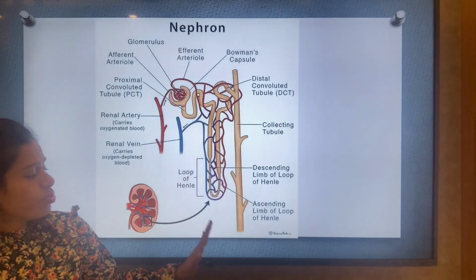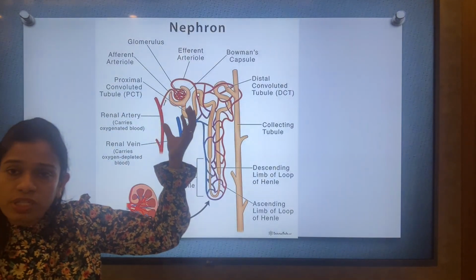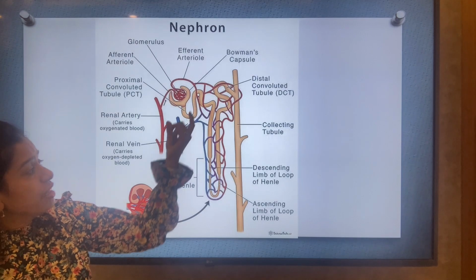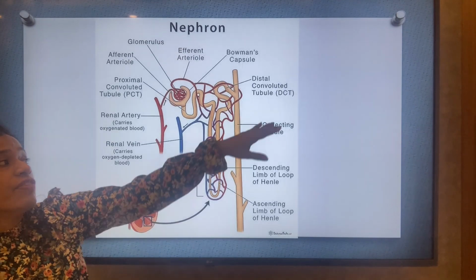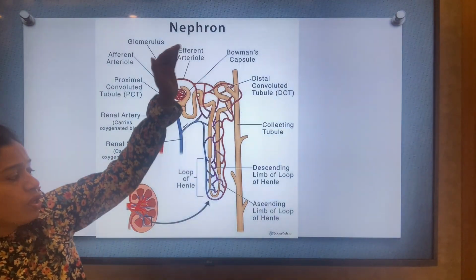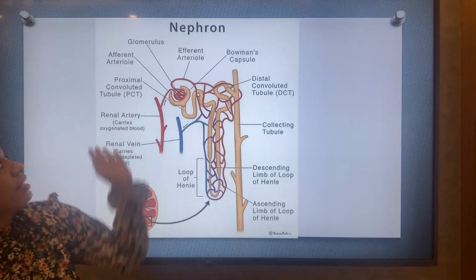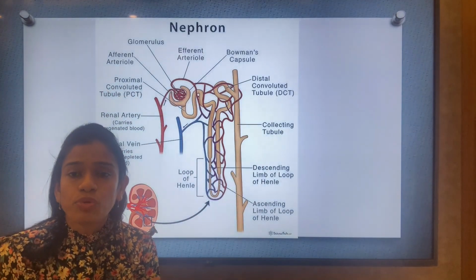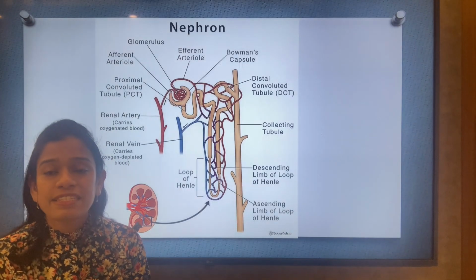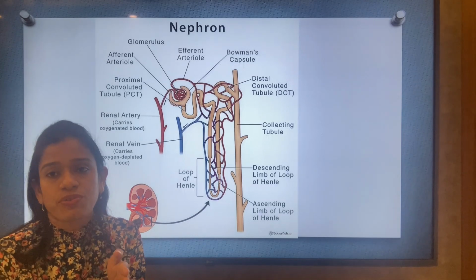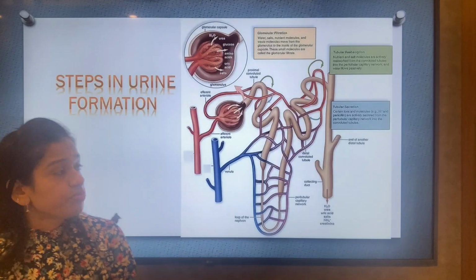But in this diagram of the nephron, what is important? First is the glomerulus, which is contained in the Bowman's capsule, then the proximal convoluted tubule, the distal convoluted tubule, the loop of Henle, and the Bowman's capsule. These are mostly the important parts when we are drawing a nephron. Now let's see how urine is produced through the process of excretion.